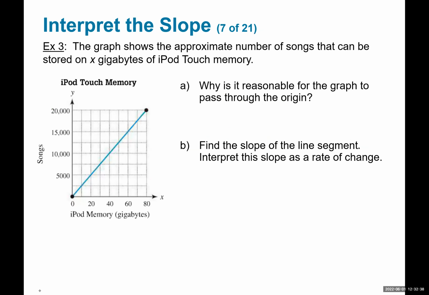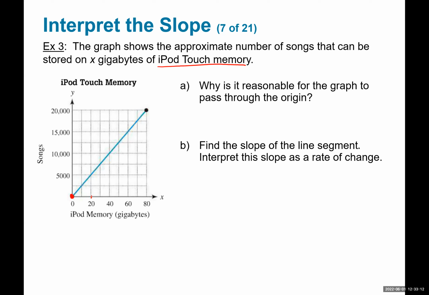All right, example 3. The graph shows the approximate number of songs that can be stored on an X gigabyte iPod Touch memory. Well, dang, we should probably update these slides, all right? All right, iPod Touch. I don't even know if y'all know what that is, but they're not making them anymore. But back in the day, you had to buy it based on how many gigabytes there were, and that would tell you how many songs you could actually save. So if you have no gigabytes, then baby, you can't have no songs.